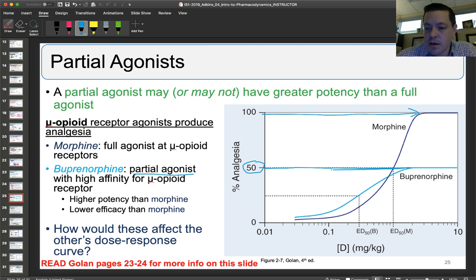But if we say, okay, here's the maximal effect of buprenorphine, and it's 50, to find its ED50, effective dose, remember effective dose is how we find its potency, that would be 25, because that 25 is half of 50, and where those lines intersect, there you go, right in that little spot, and we draw our line down here, and there's your ED50 for buprenorphine.